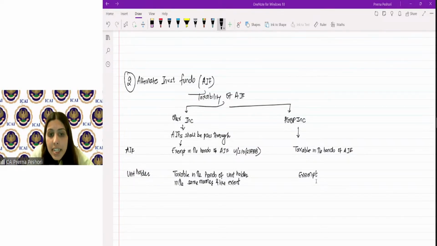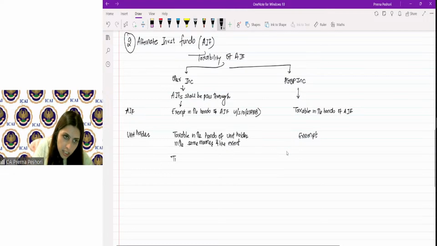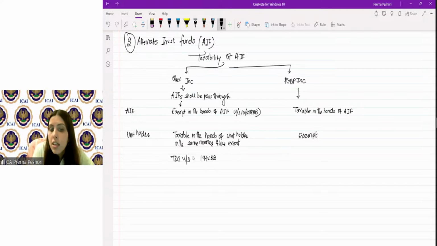Now there will be TDS in respect of the income which is paid to the unit holder. The AIF is required to deduct TDS on any income other than the PGBP income which is payable by the AIF to the unit holder. In that particular case, TDS will be there under section 194LBB. Now, in the case of a resident unit holder, it shall be 10%.